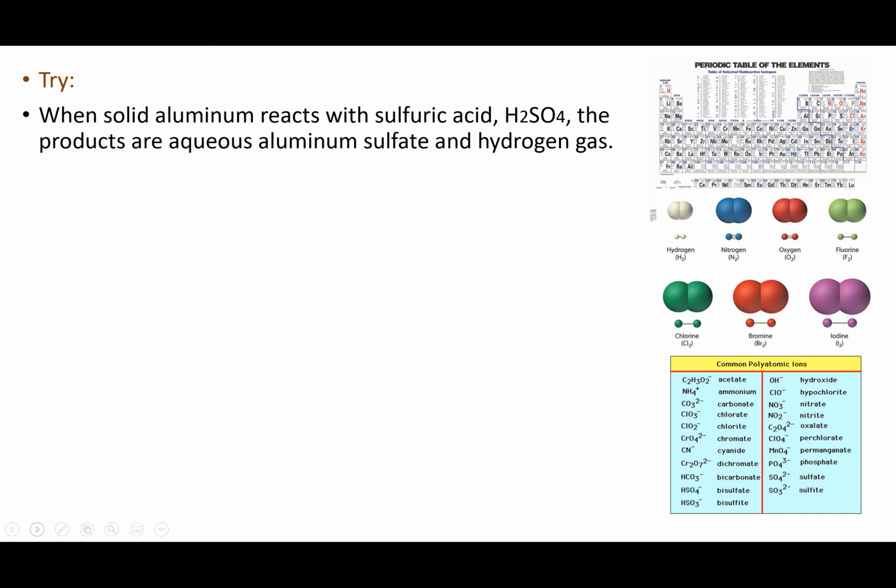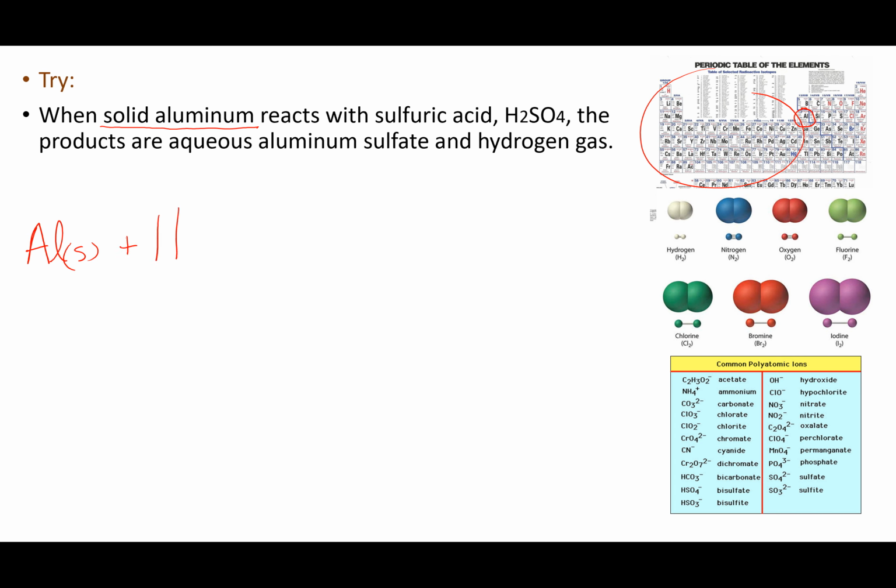When solid aluminum reacts with sulfuric acid, which is H2SO4, the products are aqueous aluminum sulfate and hydrogen gas. This one's a little trickier. There's one more thing you got to just double check about. So solid aluminum. Aluminum here on the periodic table, it tells us it's a solid. If you did not know, if it was a metal you were not familiar with, the color, remember, on the periodic table is a big hint as to its state at room temperature. So solid aluminum reacts with sulfuric acid.